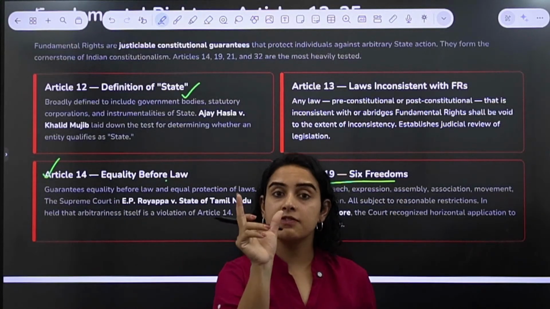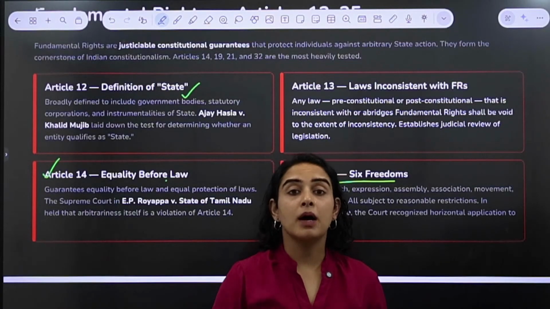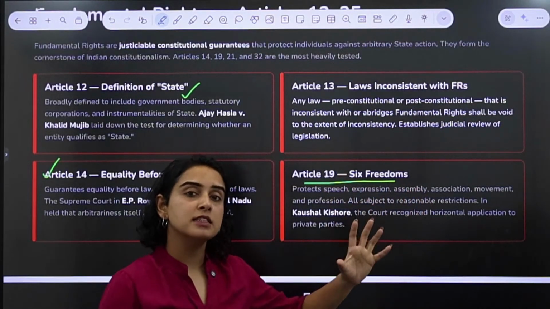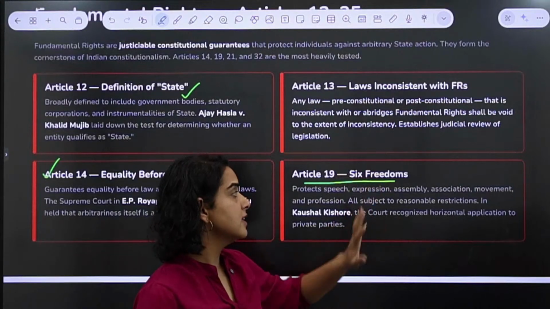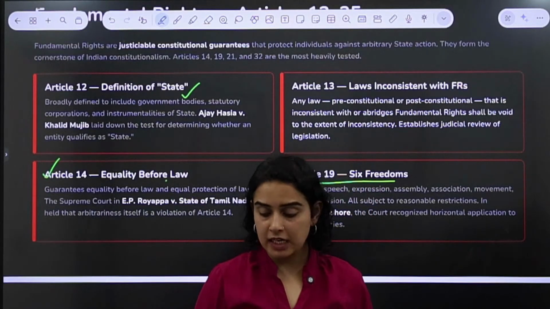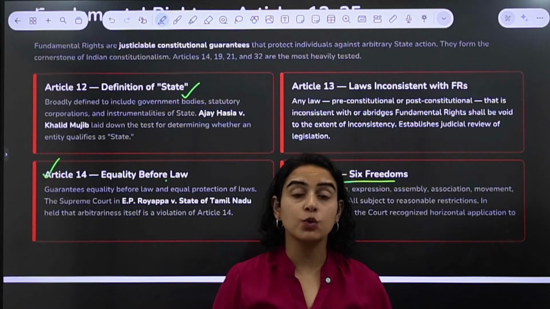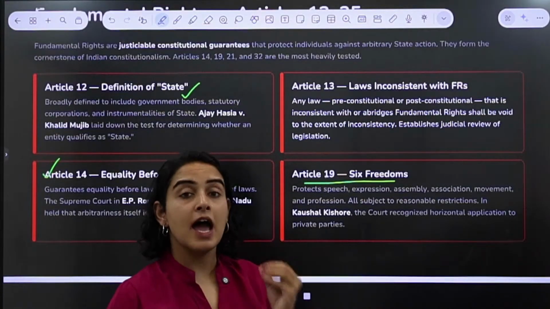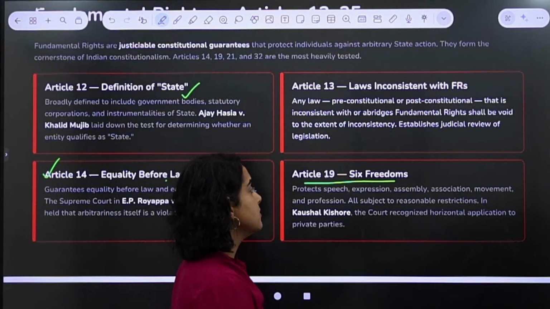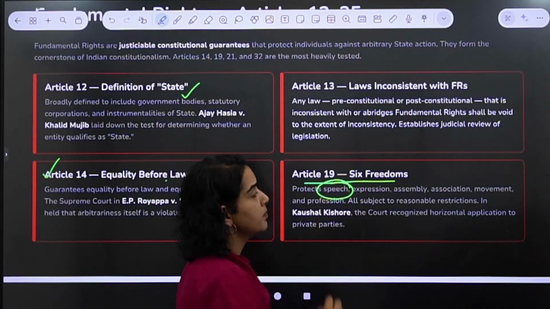Now, that is a very broad term, but Article 19 defines it really concisely, and it gives us 6 types of freedoms, right? So as a citizen of India, you have 6 types of freedoms as your fundamental right. Now, what are those freedoms? First of all, there is freedom of speech and expression.